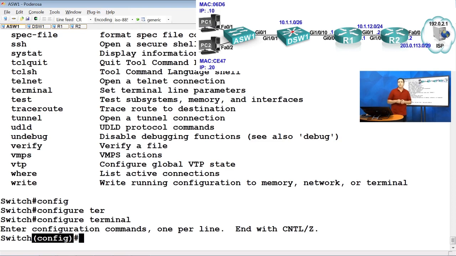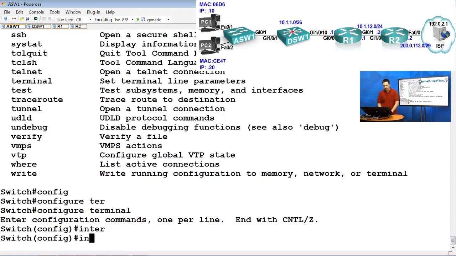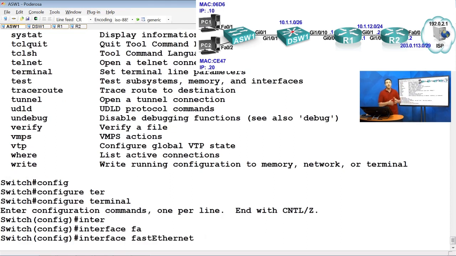What if I wanted to interact with an interface like fast Ethernet 0/1 or 2? How do I interact specifically with that interface? How do I configure specific parameters for that interface? Well, we would use the command interface and then specify the interface name.